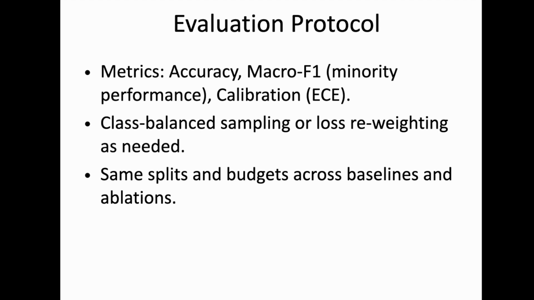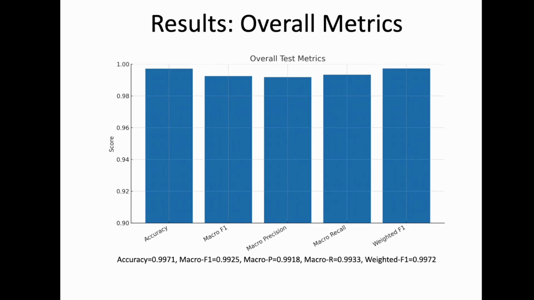The evaluation protocol was the following. We used the metrics of accuracy and micro F1, calibration, and class balance sampling or loss weighting as needed. As you can see, these are our overall results. We got an accuracy of 99.71%. In the macro F1, we got 99.25, and the macro precision 99. As you can see, the overall metrics are above 99.